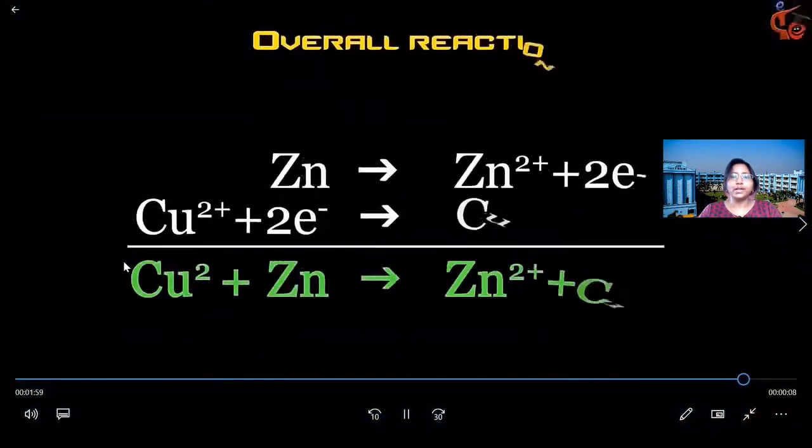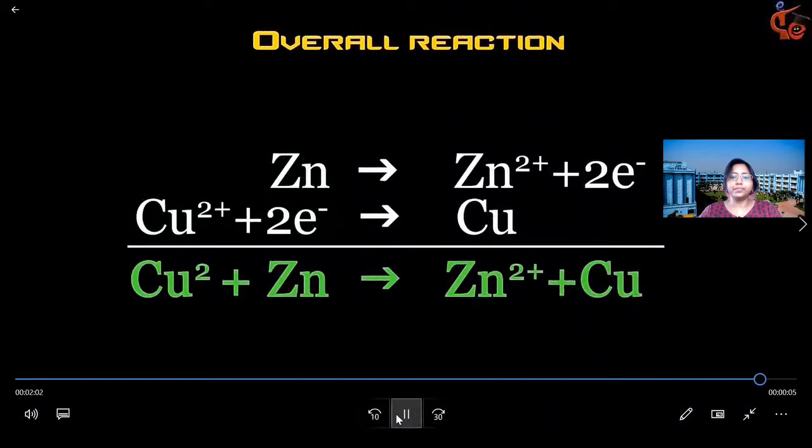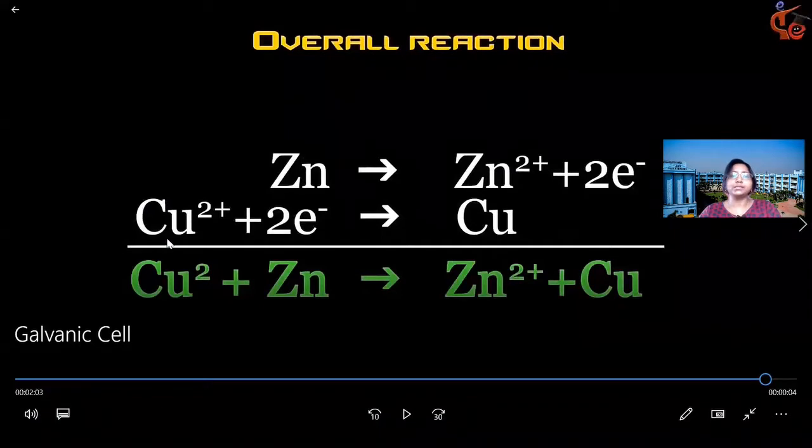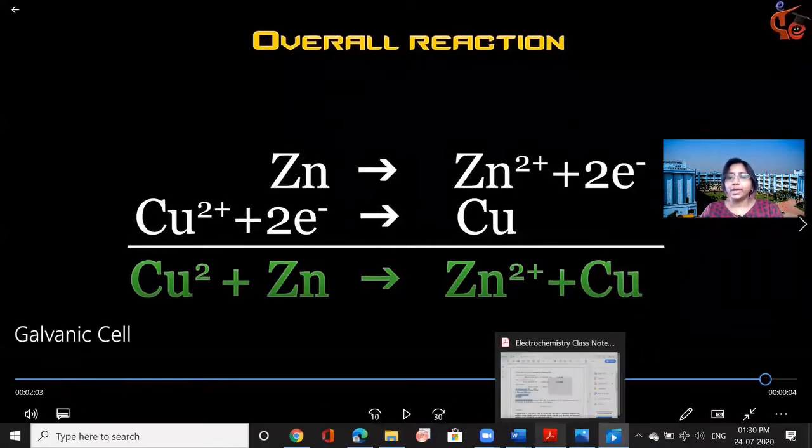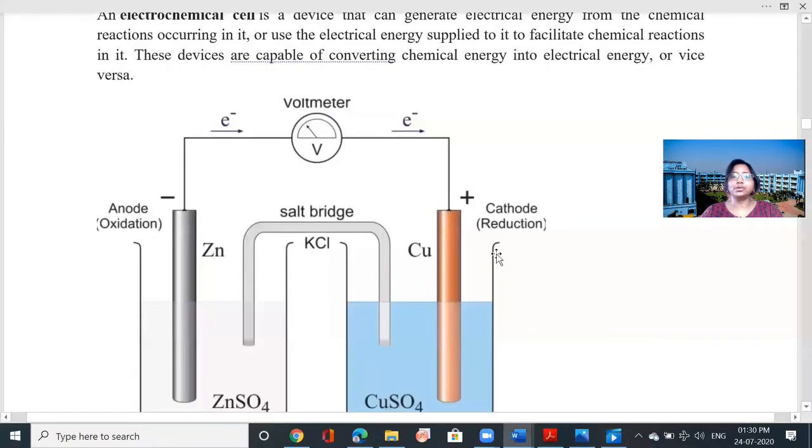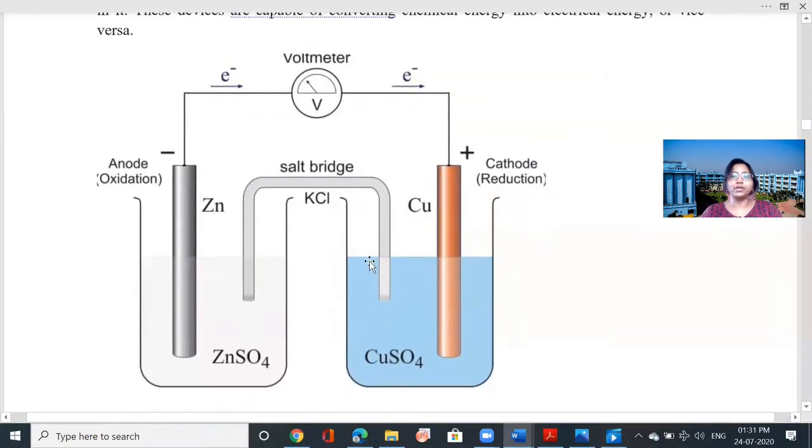Okay, so you got the idea, and this is the reaction. You can see that at the anode, zinc is converted to Zn plus 2 and 2 electrons, and at the cathode, copper takes the electrons and becomes neutral copper. So the total reaction becomes Cu plus 2 plus zinc equals Zn plus 2 plus copper. So students, you got a clear conception of how it works.